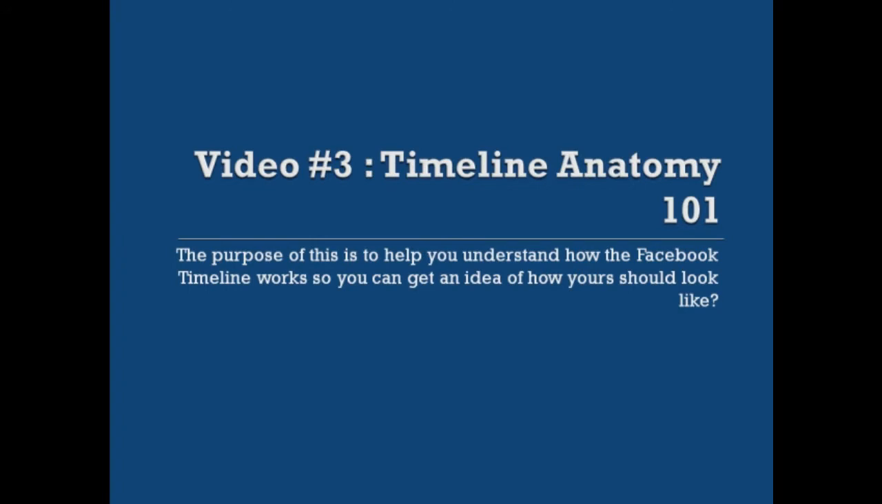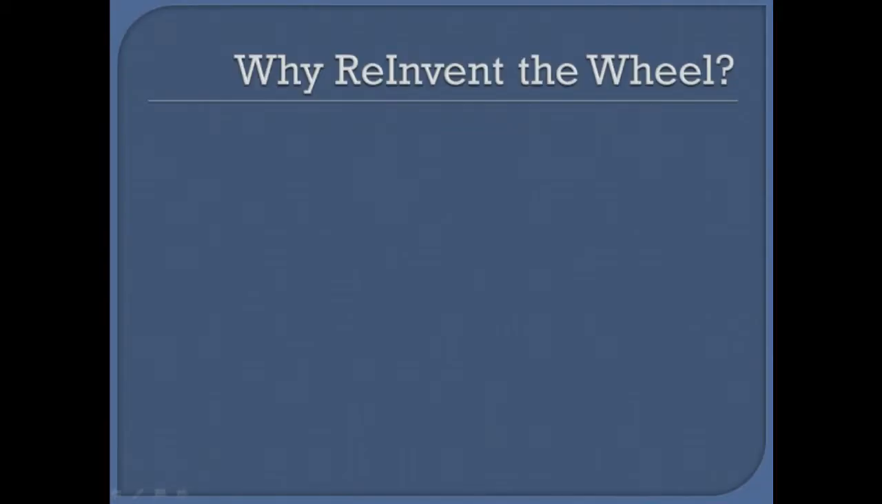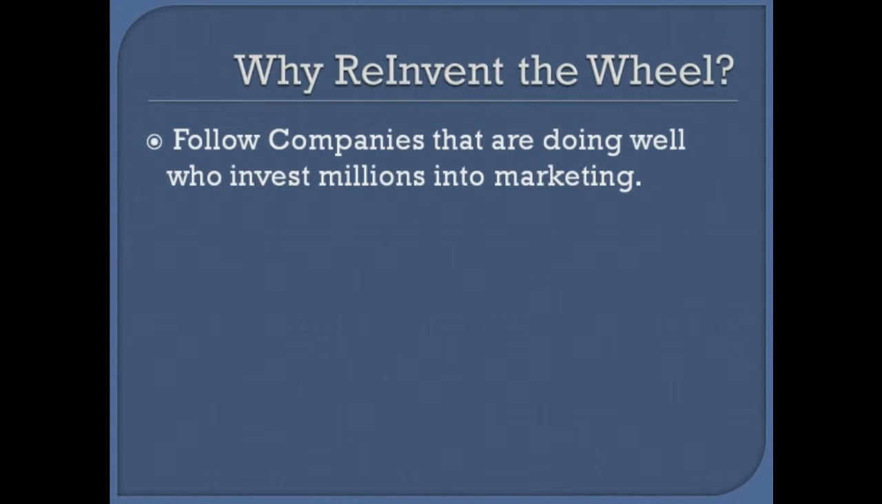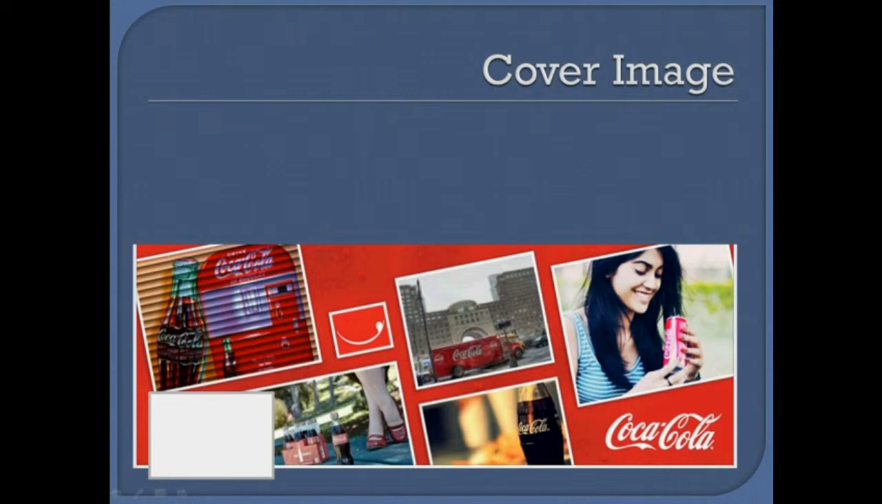We're going to be talking about the Timeline Anatomy 101, just so you can understand how Facebook Timeline works, so you can get an idea of how yours should look as well. So we're not going to reinvent the wheel. We're going to follow companies that are doing well, who invest millions into marketing. And as we go along, you're going to be able to see a pattern in what successful companies are doing and how you can follow this pattern and implement it in your own Facebook timeline. So let's go ahead and get started.